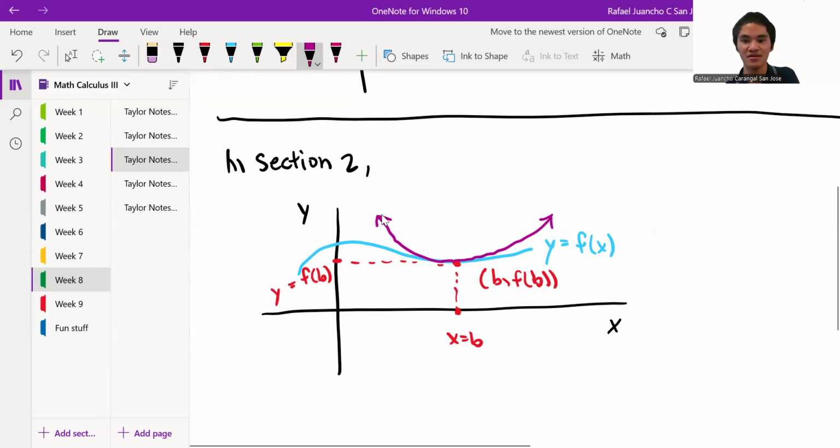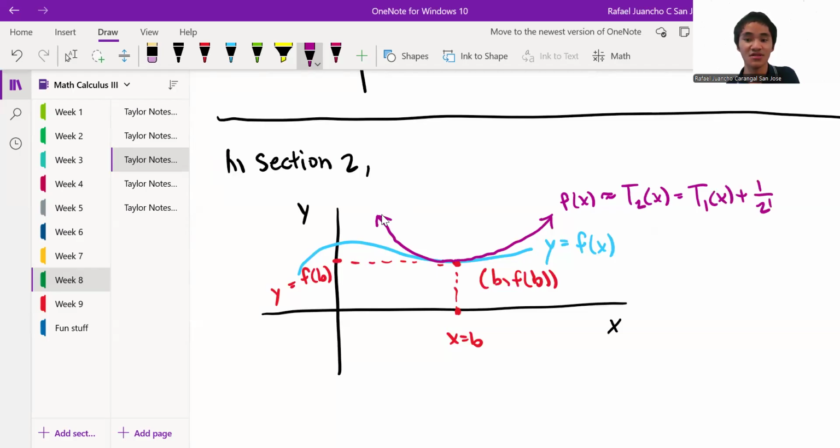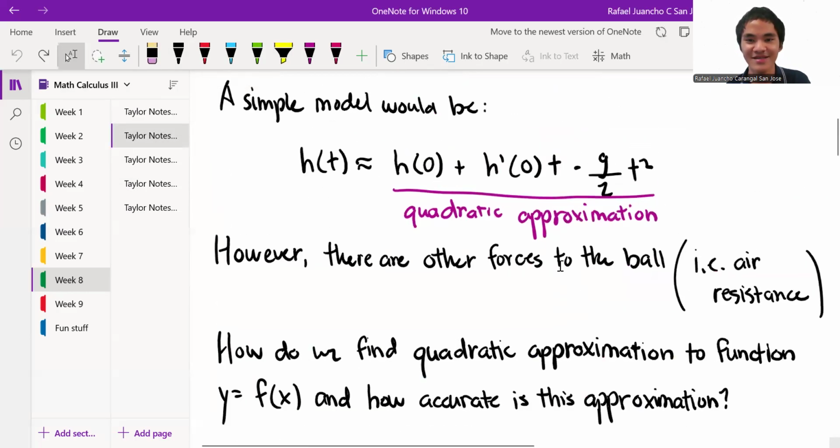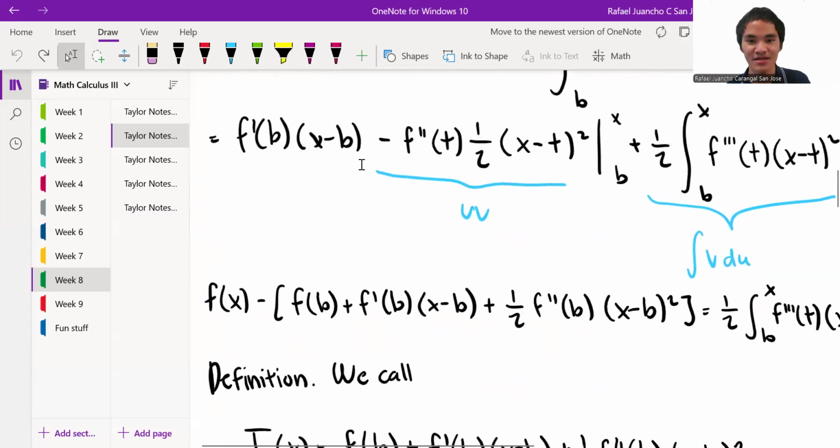And so we can say again, this function is approximately my second Taylor polynomial, which is just my first Taylor polynomial plus one half, or we call this a factorial, and then a double derivative, and then x minus b squared. Or here we put an absolute value. Am I right? I think I got it right. Hopefully. If I didn't, then that would have been messed up. I'm just double checking. Oh, so this one's b, right?